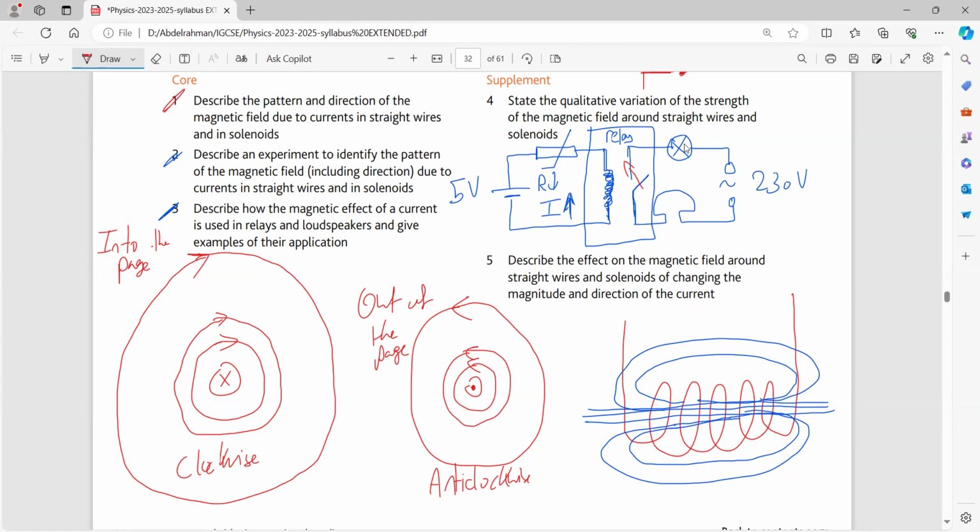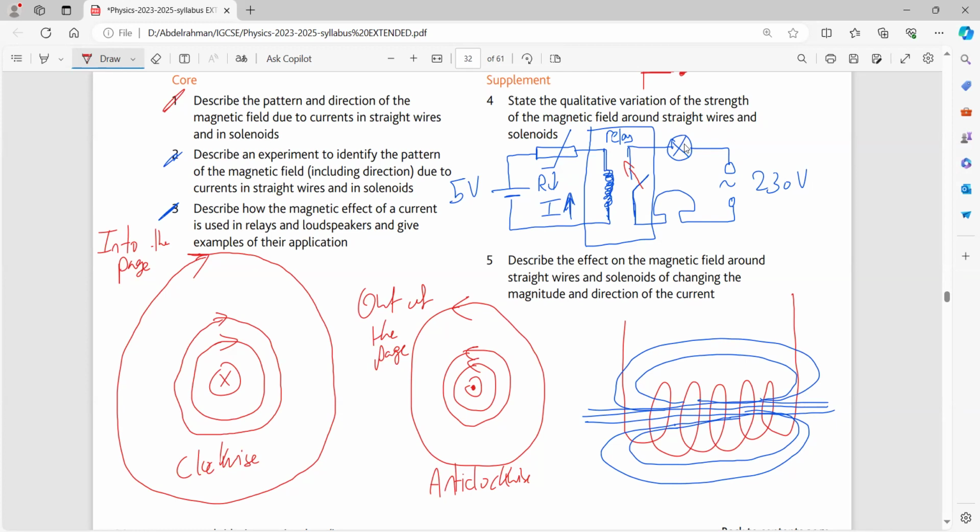And that's the point of a relay. A relay uses a small circuit current, which is on the left-hand side, to switch on a large circuit current, such as the 230 volts alternating current. Again, what does a relay do? It uses the magnetic effect to switch on a large circuit using a small circuit. That's the whole method of operation of a relay. It uses the magnetic effect to switch on a larger current using a very small current.